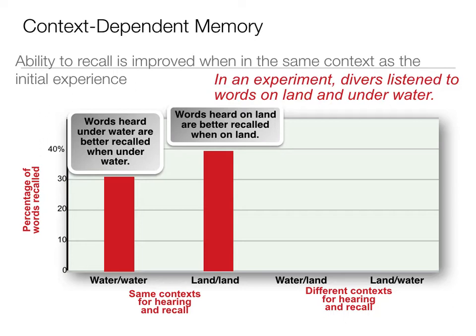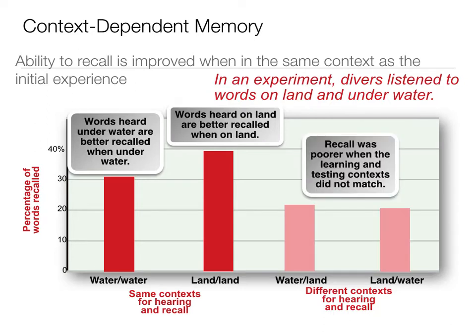So if they learned them underwater, they did better recalling them underwater. If they learned them on land, they did better recalling them on land. As opposed to the people that had the different context. We're about 20% for both of them if the context didn't match.